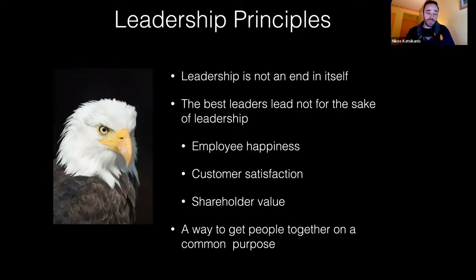So these are some leadership tips I want to teach you leaders here. Leadership is, in a sense, not an end in itself. Some people want to become leaders just because it's good for their ego, but leadership is something like a calling. It's a way to get people together on a common purpose. It's just a tool. Sometimes people can be leaders for a while, and somebody better can come along, and for the company, that's better. It's not to do with your career, it's to do with the company ultimately, and that's how you get good code bases. Good leadership also helps with employee happiness, customer satisfaction, and ultimately shareholder value.